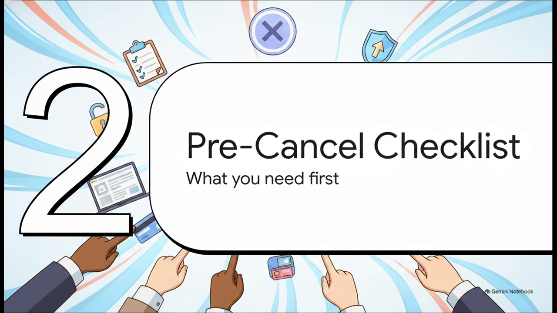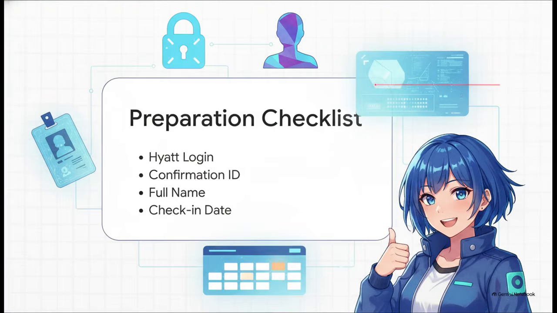Moving to Section 2, Pre-Cancellation Checklist. What you need first. To make sure this is a completely smooth experience, you'll want to gather your info before you even begin. You're going to need 4 specific things ready to go. First, your World of Hyatt account login. Second, your specific reservation confirmation number. Third, your first and last name, exactly as you booked it. And finally, your check-in date. Having these ready ensures your workflow is going to be seamless and entirely digital. No hunting through your inbox halfway through.